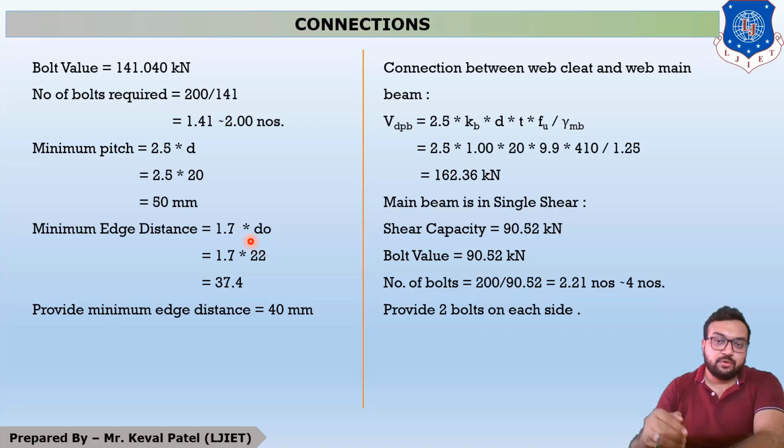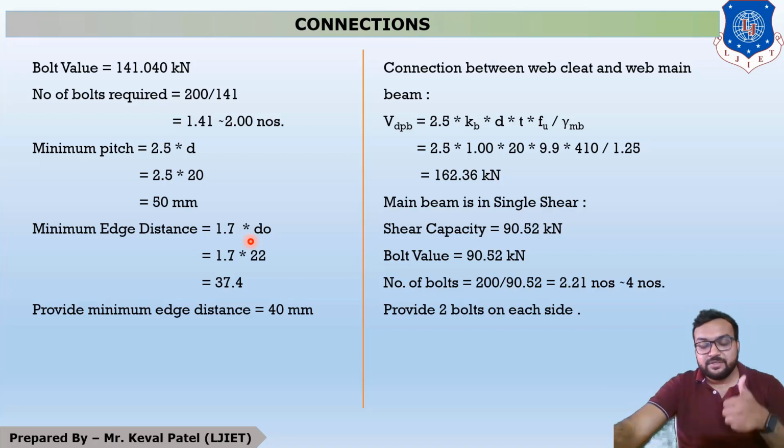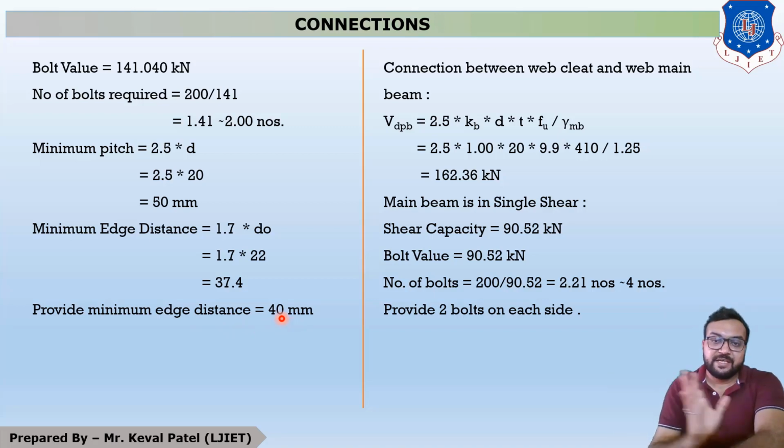Okay, for manual, there are two types, machine flame cut and hand flame cut, but we have to design it for hand flame cut only. So 1.7 into 22, so we will get our answer 37.4. Therefore, we have to provide a minimum edge distance of 40 mm. Okay, so this is the end of our secondary beam.